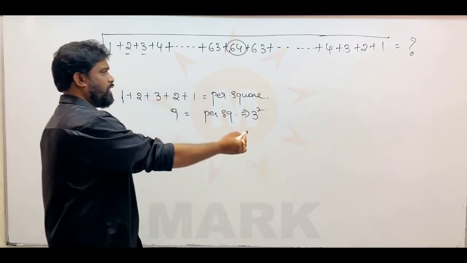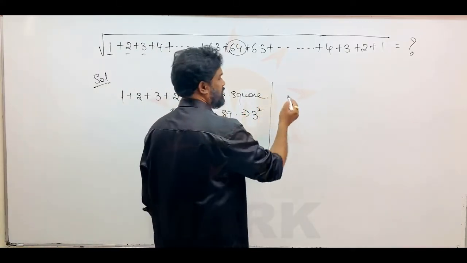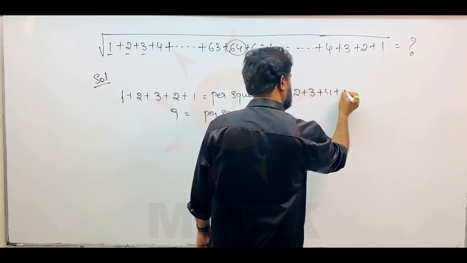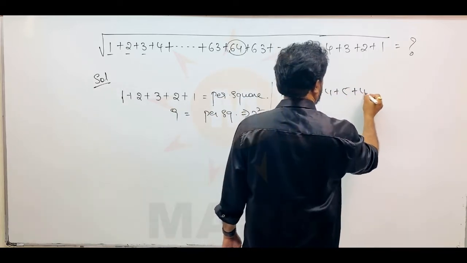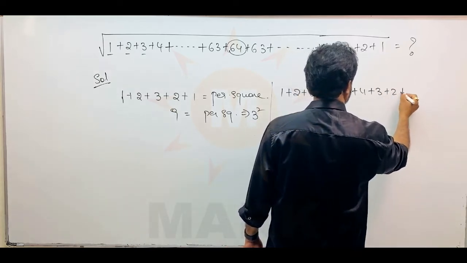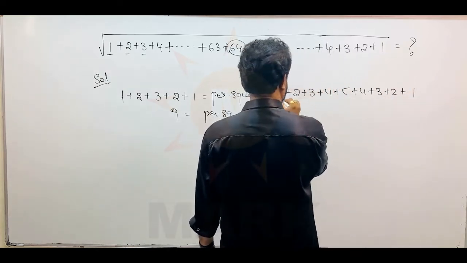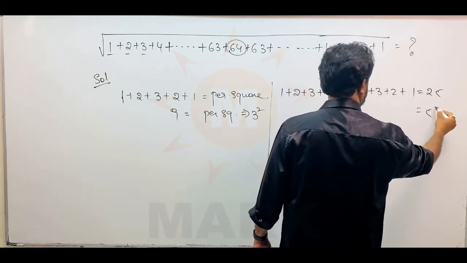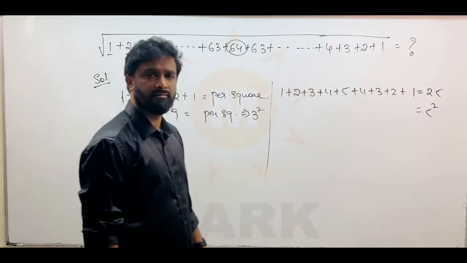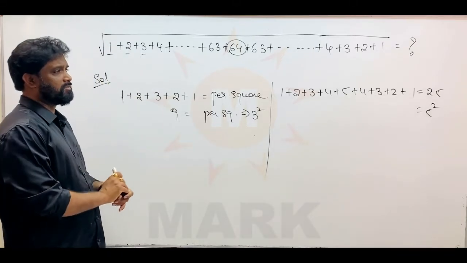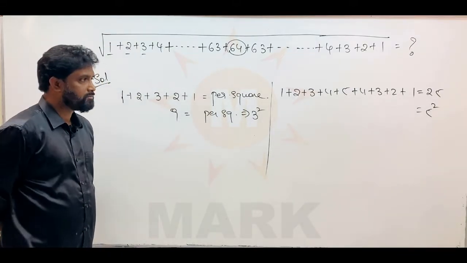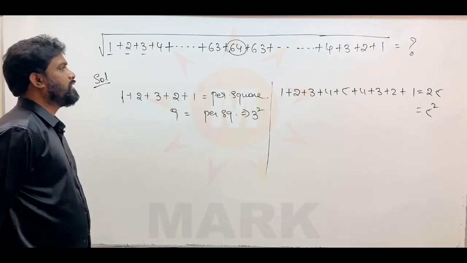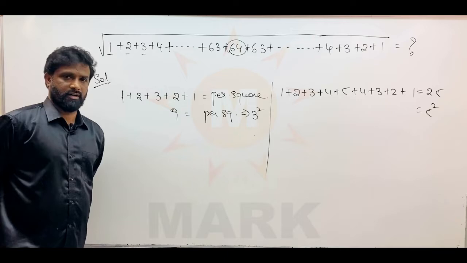Okay, you can go to any number. Suppose 1 plus 2 plus 3 plus 4 plus 5, up to 5 I have written, plus 4 plus 3 plus 2 plus 1. So 15 plus 10, this sum is nothing but equal to 25. 25 is nothing but equal to 5 square. Okay, so this is how it is going to work.